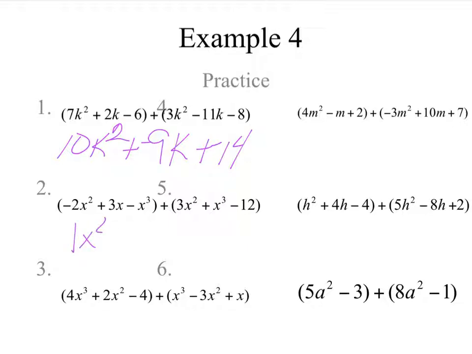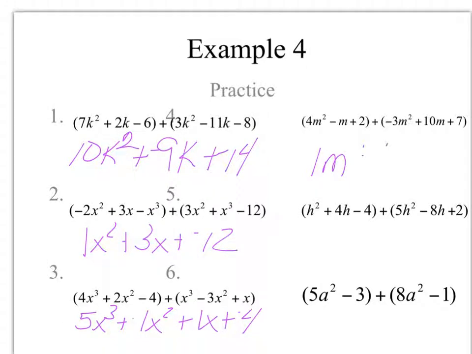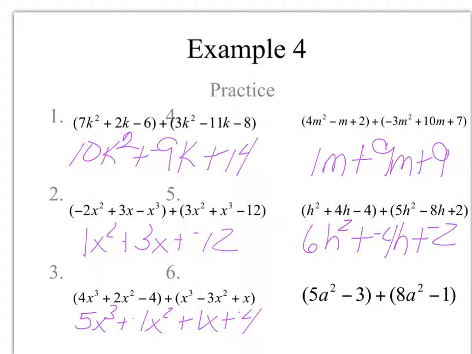Number 2 is 1x squared plus 3x plus negative 12. We also have 5x cubed plus negative 1x squared plus 1x plus negative 4. Number 4 is 1m squared plus 9m plus 9. Number 5 is 6h squared plus negative 4h plus negative 2. And number 6 would be 13a squared plus negative 4.